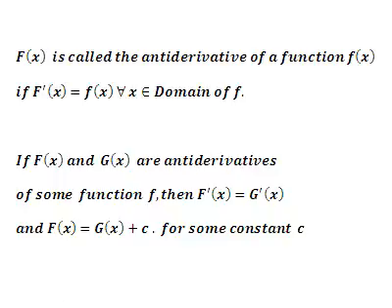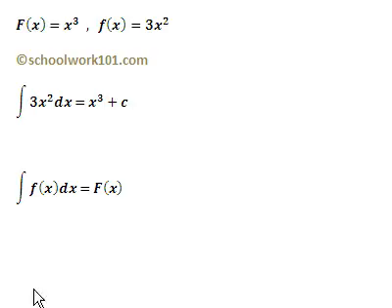Well, this all may sound pretty abstract, but let's look at an example. So here is our antiderivative of f of x. This is how we write it. To find the antiderivative of f of x, we write it like this. This is the integral sign, this is the integrand, which is our function f of x. And as you can see here, it's equal to x cubed plus c.